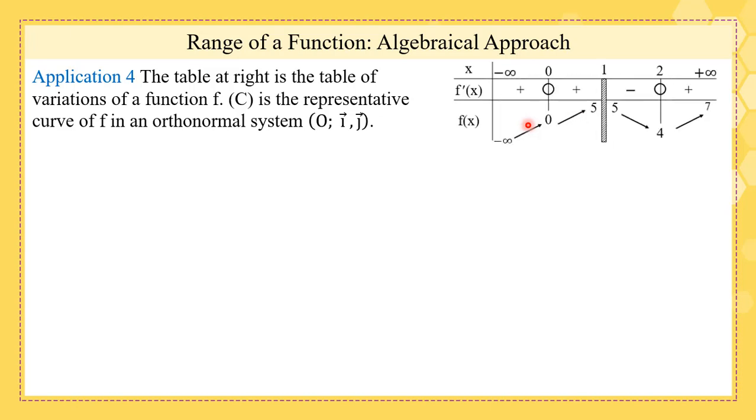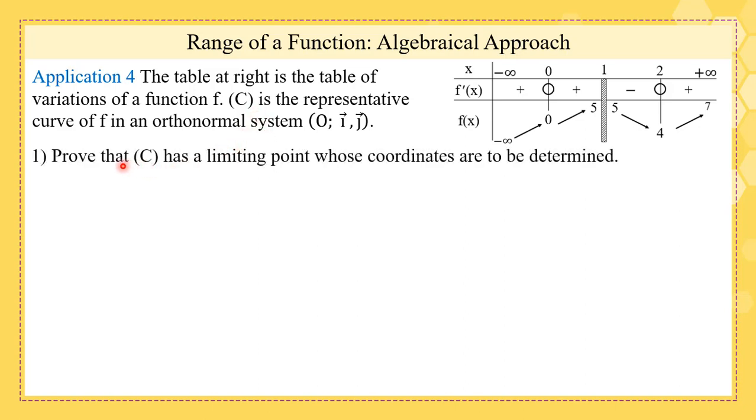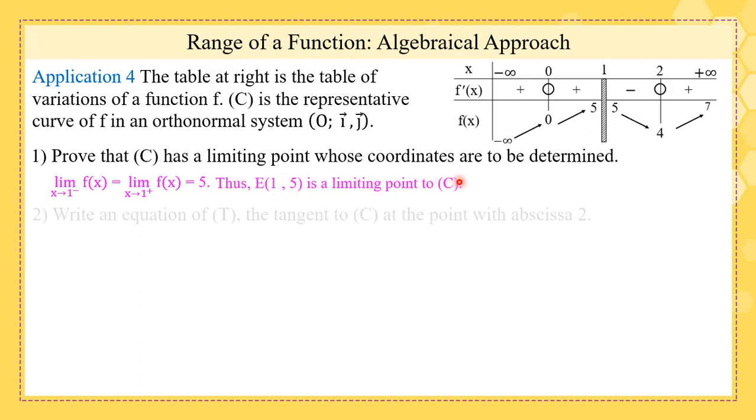Okay, another application. We have this table of variations and C is the representative curve of the function f. The question is to prove that C has a limiting point whose coordinates are to be determined. The limit, as you see, as x tends to 1 minus is 5 and the limit as x tends to 1 plus is 5, so we can say that (1, 5) is a limiting point.